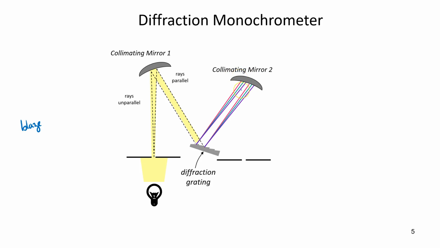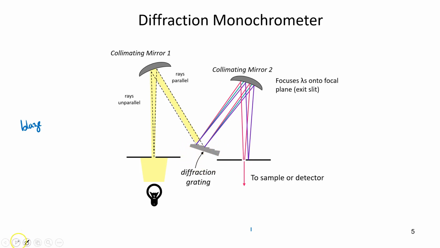What happens at that next collimating mirror? Well, it focuses the radiation onto the exit slit. And you can see now that the red radiation leaves the monochromator while this purple radiation stays behind. So again, if you wanted the purple radiation to leave the monochromator, you would have to rotate the grating in order to change the wavelength.